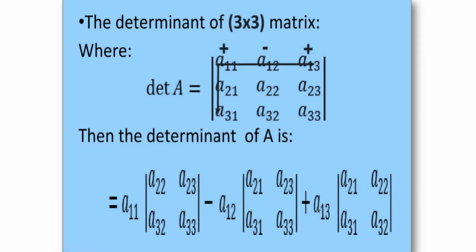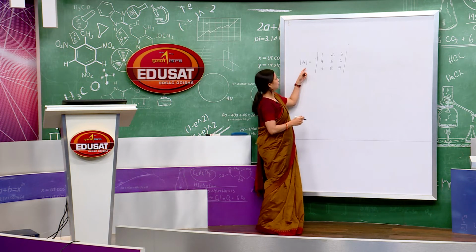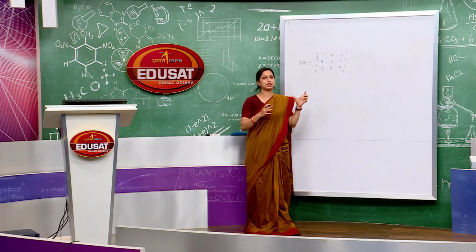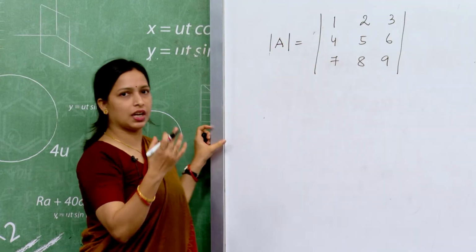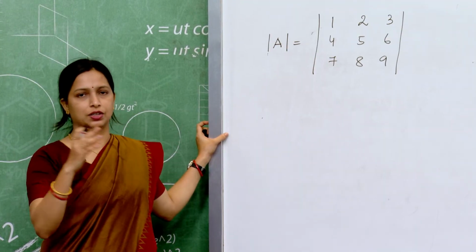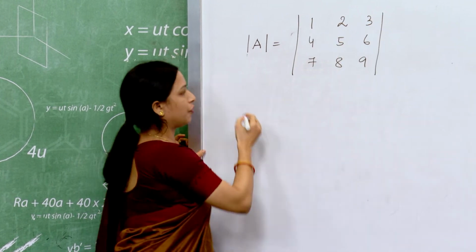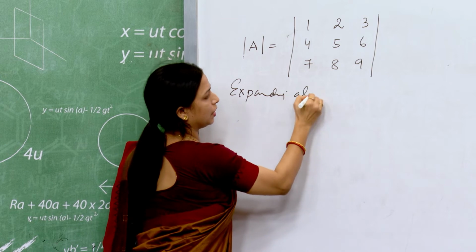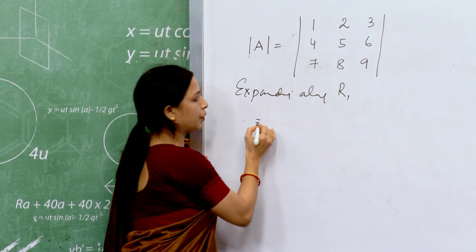Okay. Now, let us take this example. So this is the determinant. Now we have to find the value of this determinant with the help of the expansion method. Generally, like I said, we take the expansion of the first row. Now let's take the first row. So we are expanding along the first row, row 1, right? Now how do we do it?